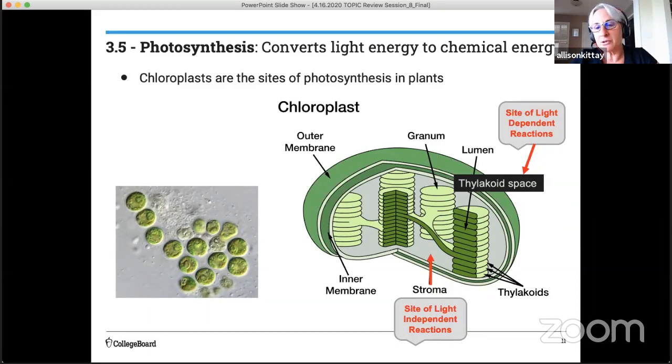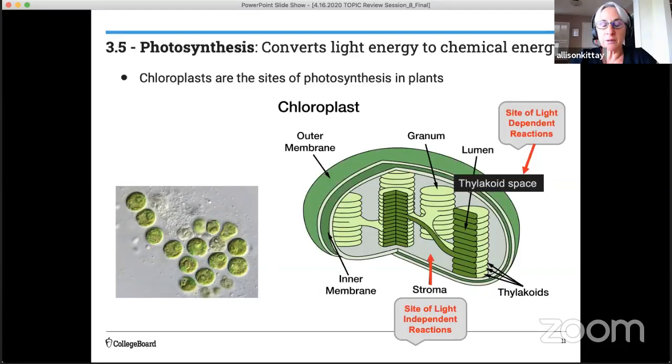That name actually comes from a stack of coins, and they're stacked up into what is called a granum. In this image, you can see that there are 4 grana. So there's lots and lots of thylakoid membranes that are folded up. Outside the grana is a dense solution called the stroma, and I've indicated here that this is the site of the light-independent reactions. I may date myself. I learned these as the light and dark reactions. The light-independent reactions, formerly known as the dark reactions, can take place in the presence or absence of light.